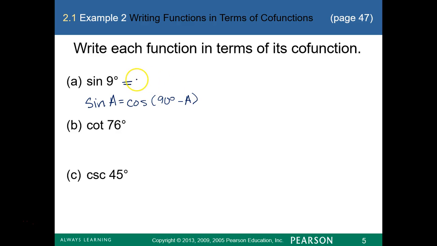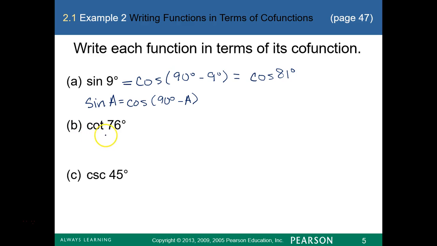So the way we're going to write our function in terms of our cofunction is we're going to say cosine of 90 degrees minus our angle that we're given inside of sine, and then do the calculation on the inside. 90 minus 9 is 81. So we get cosine of 81 degrees, and we're done.